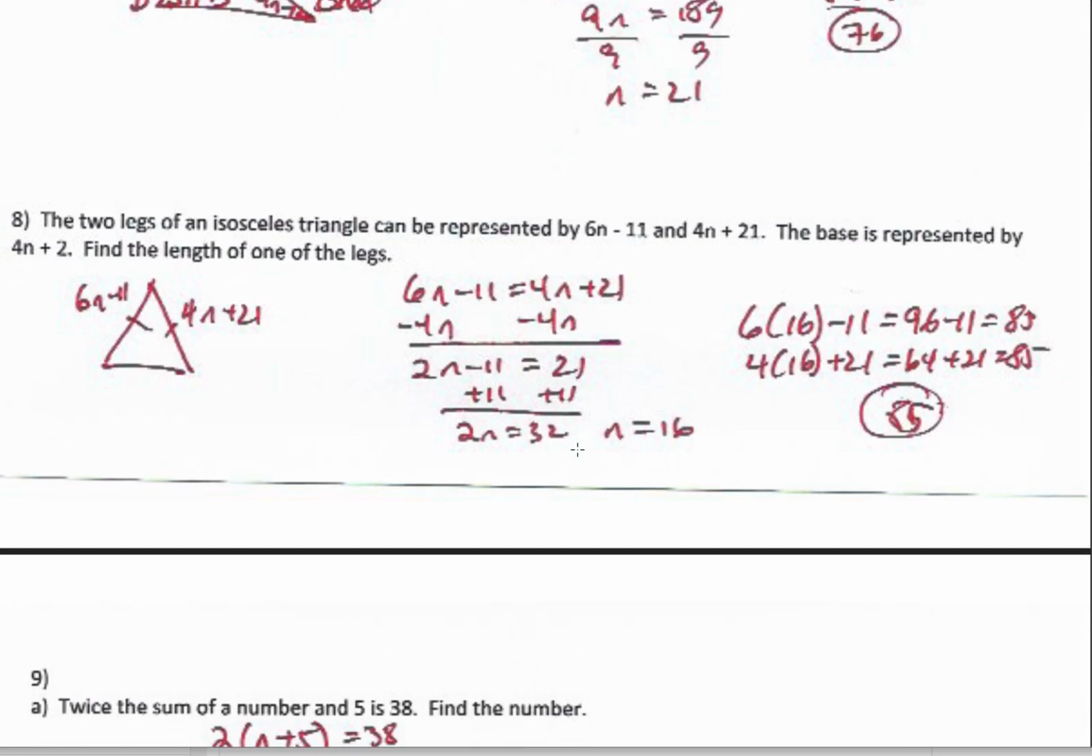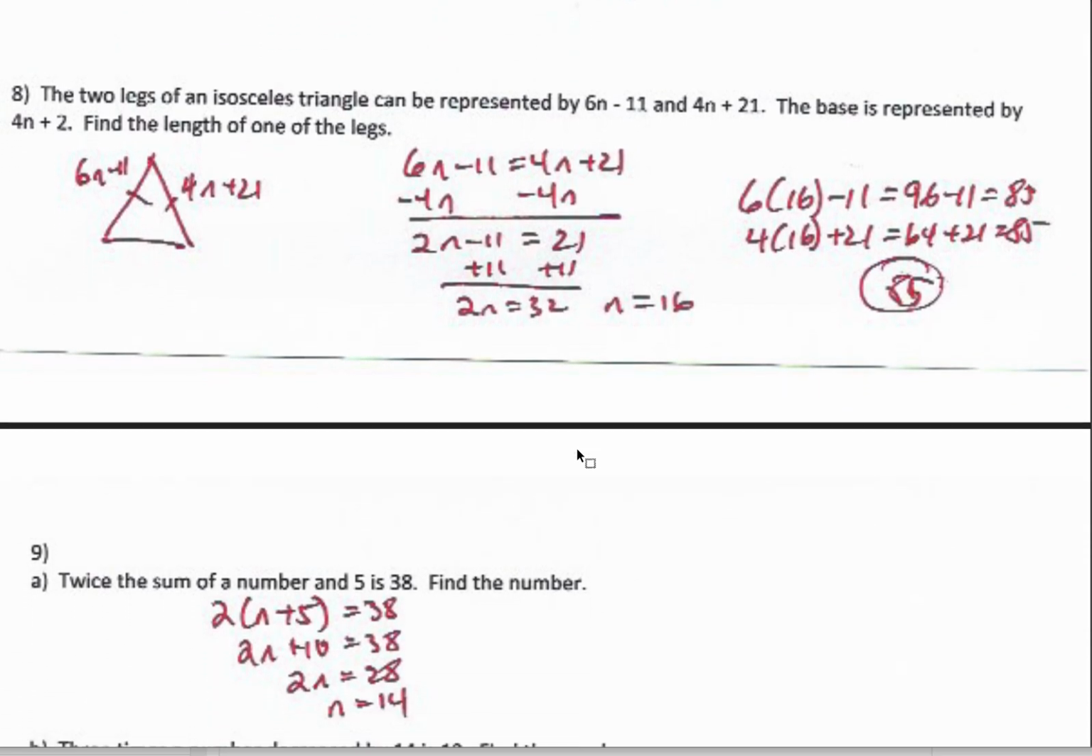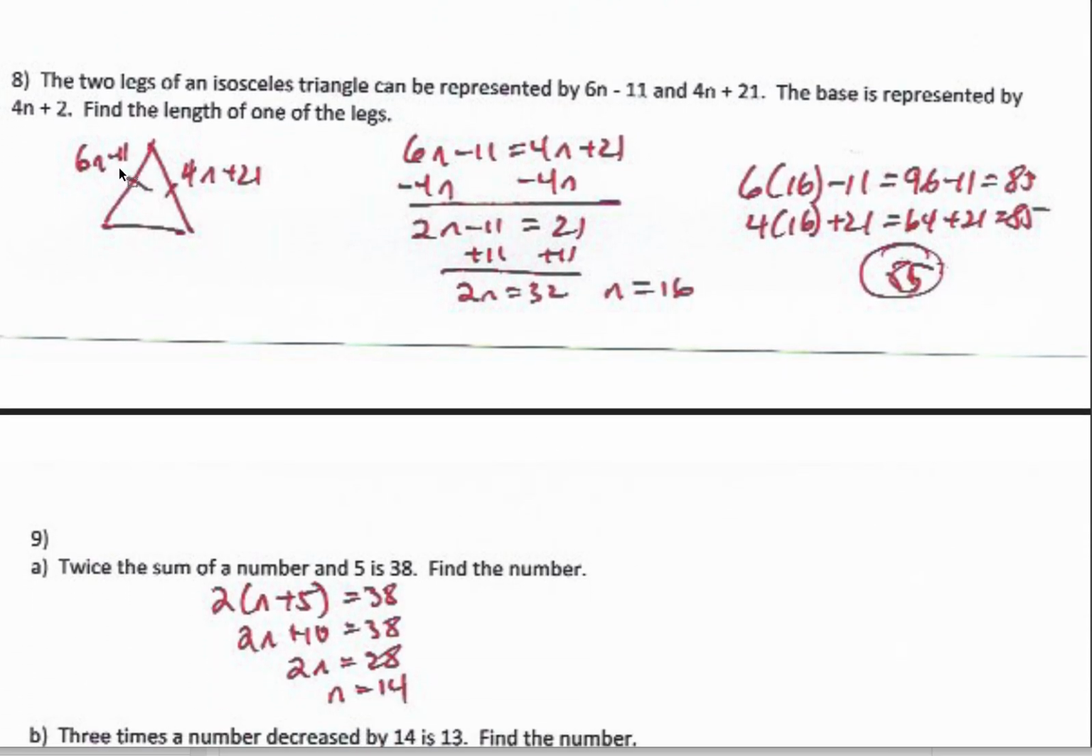Okay. Legs of an isosceles triangle. Remember, the legs of an isosceles triangle are equal. So if they're represented by 6n minus 11 and 4n plus 21, I don't care what the base is. It has nothing to do with the equality relationship going on here. 6n minus 11 equals 4n plus 21.